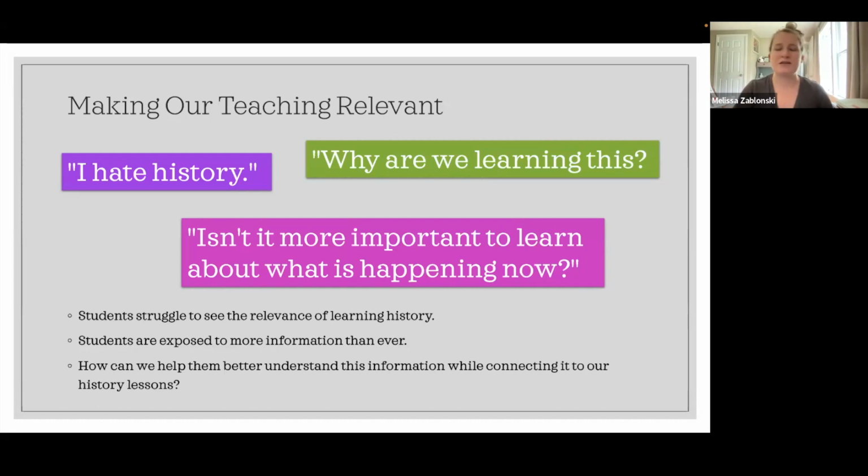They're on their phones all the time. They see headlines, they see TikToks, they see things on Instagram about stuff that's happening today, but they don't really fully understand it. So by connecting that information that they're getting to our history lessons, not only can I help them make history more relevant and help them understand history, but also understand better what it is that they're being told today about current events that are happening.